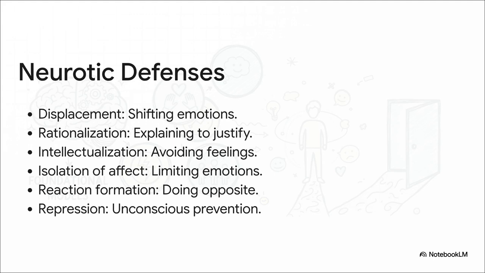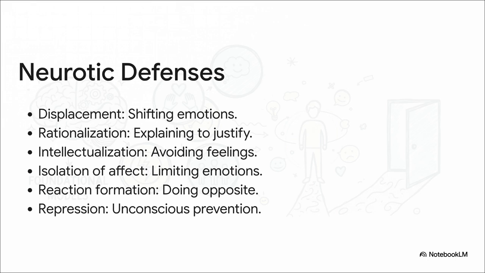These are frequently observed clinically in patients with obsessive-compulsive and anxiety disorders. There's displacement, that's shifting emotions from an undesirable situation to a tolerable one, like yelling at your spouse just because you're actually angry at your boss. Rationalization uses explanations to justify behaviors. Intellectualization, this is a big one, avoiding raw negative feelings by hiding behind irrelevant academic details.